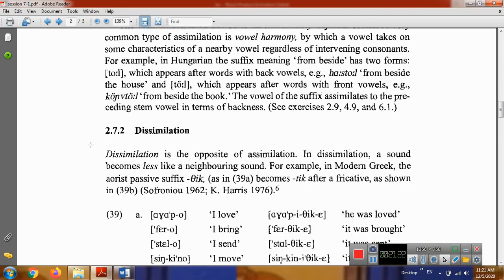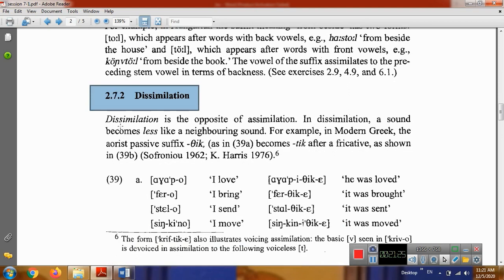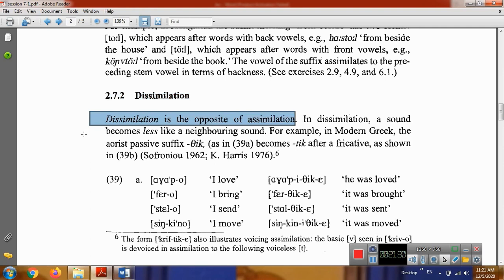About dissimilation, it is another type of phonological rule. Dissimilation is the opposite of assimilation. In dissimilation, a sound becomes less like a neighboring sound. It is exactly the opposite of assimilation. In assimilation, a sound becomes similar to its neighboring sound, but here the sound changes to be different from its adjacent sound.